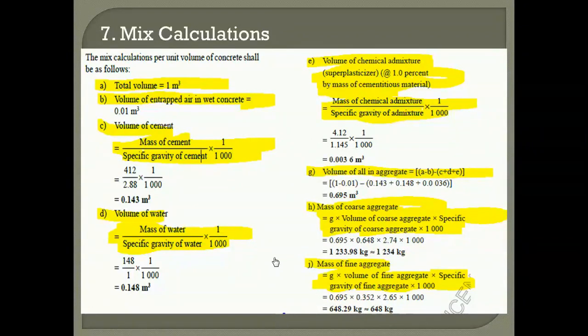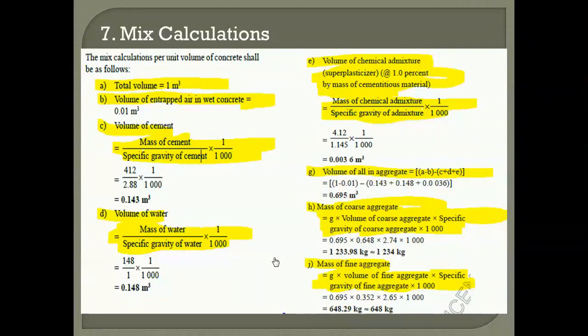Next, volume of water. You have found the mass of the water there, after reducing the water content by 20% if you are using admixtures. Whatever mass you obtain, that mass divided by specific gravity of water, which is 1, into 1 by 1000, you will get some volume of water.